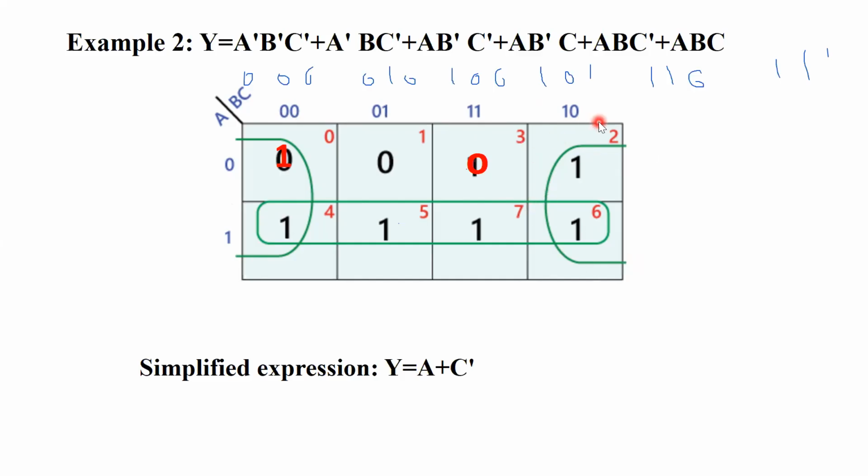So for group 2 my answer is C dash, for group 1 my answer is A. Then I create a sum of product, so my answer is A plus C dash. See, I had such a big expression of 6 terms and we have simplified it to A plus C dash. So K-map is the easiest way to reduce any Boolean expression.